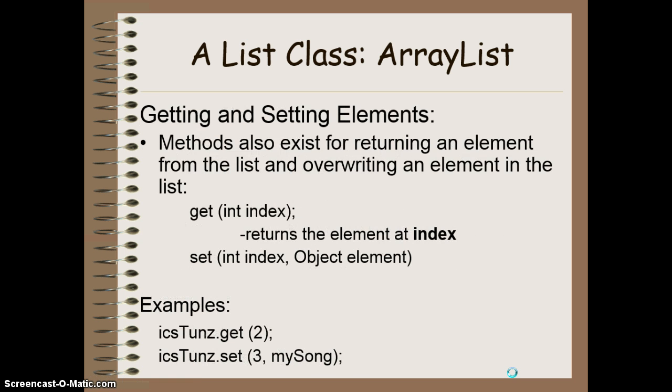I can also get and set elements within my ArrayList. So get, I provide the index of the element that I want to get, and it returns that particular element. Set will basically allow me to replace an element at a particular index. So here again, I get the song that is at position 2, or I replace whatever song was at position 3 with this new mySong.